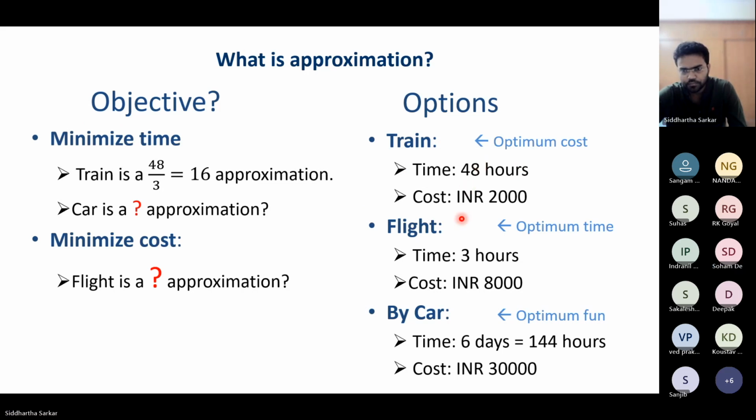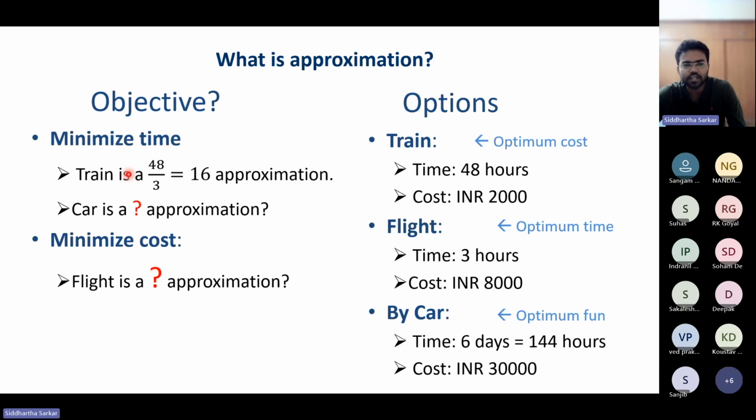Although I could reach Guwahati in 3 hours. So I'm taking 16 times more time than I could have taken optimally. So I'm 16 factor away from the optimum. So the language that I'm going to use from now on is that the algorithm of taking the train is a 16 approximation with respect to my objective of minimizing time.